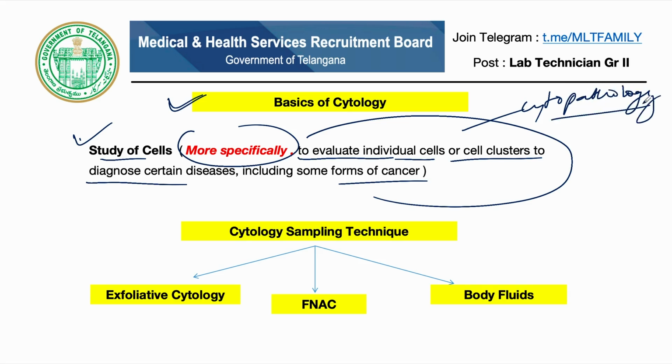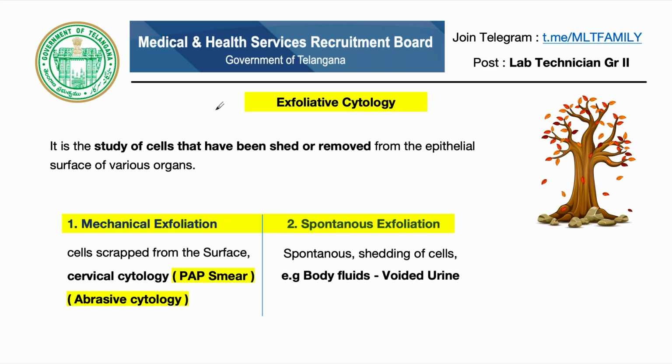So in the field of cytology, we will be collecting various kinds of samples. So there are cytology sampling techniques. Majorly, they are exfoliative cytology, FNAC, and body fluids. We will discuss these techniques in detail. Moving forward, let us first begin with exfoliative cytology.